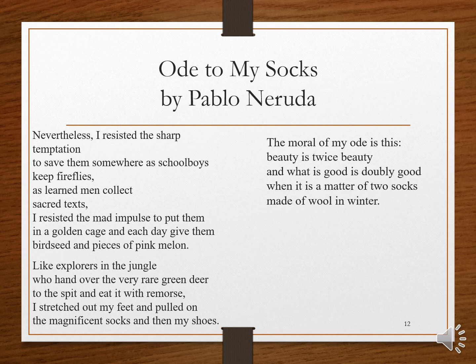So most of this page is figurative. They're not actually going to be in a cage. He's not actually going to feed them birdseed and melon. They're not actually explorers. But he does again begin and end with something really literal. At the end he says they're doubly good when they're 2 socks made of wool in winter and you wear them.